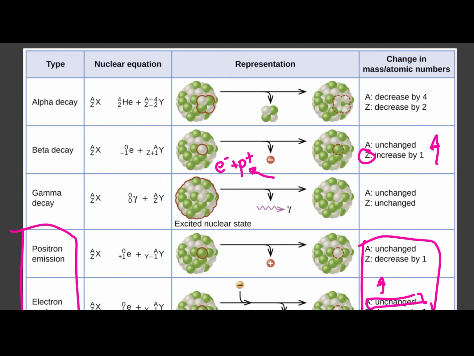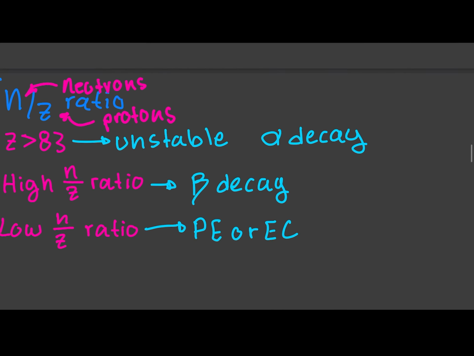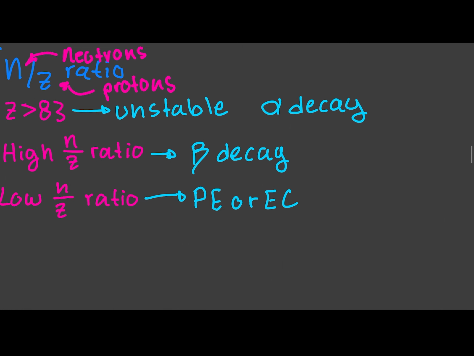There are a few more things we need to talk about before we go on to some practice problems. One of those being the N to Z ratio. So what is the N to Z ratio? As denoted by my notes right here, the Z, as we've been talking about, is the number of protons, and N is the number of neutrons. When we're predicting what type of radioactive decay we should expect a certain nucleus to undergo, we must take these general guidelines into account in order to predict that.